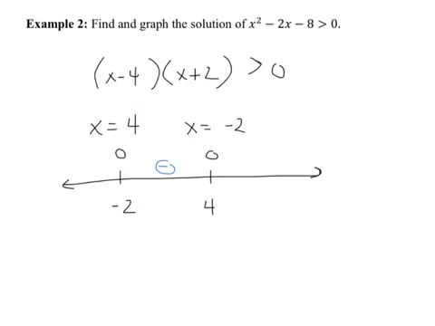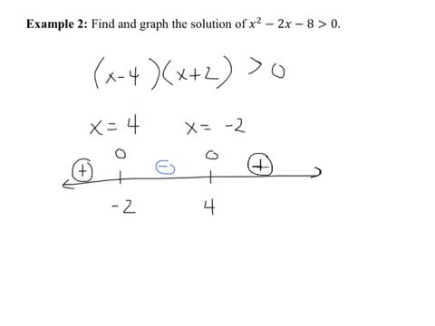The next region I'll test over here. This is negative 3. Let's try. Negative 3 minus 4 is negative 7, so that's a negative. Negative 3 plus 2 is negative 1, so that's also going to be a negative. And negative times a negative is a positive here. And then finally we have to test the third region, so we'll test the number 5. 5 minus 4 is 1. 5 plus 2 is 7. 1 times 7 is positive times positive, which is still a positive.